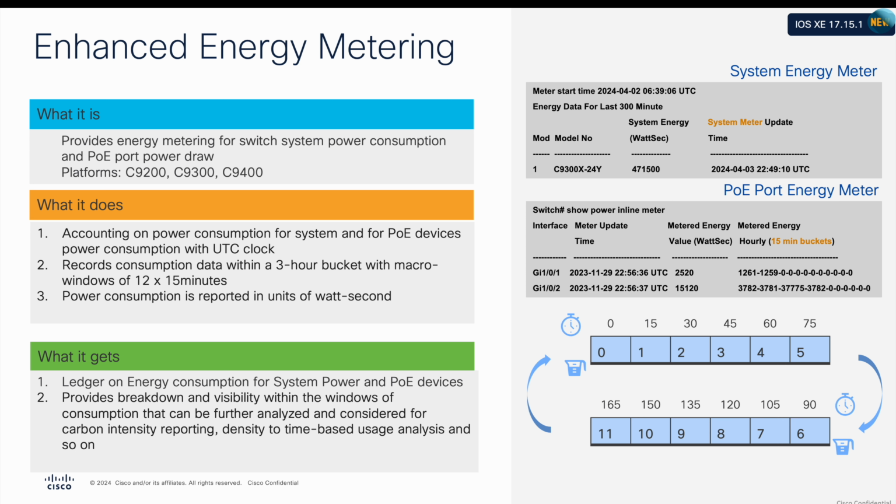Coming in this release, the Catalyst 9200, 9300, and 9400 series of switches introduce enhanced energy metering. So this capability enables energy metering for switch system power as well as PoE switch port power consumption. So with this capability, we're able to account for switch system power consumption as well as that of the PoE devices connected to the switches, and then in turn report that power consumption in units of watt seconds.